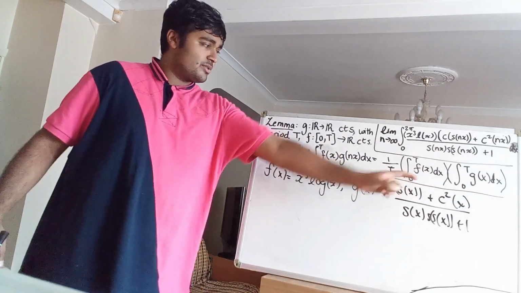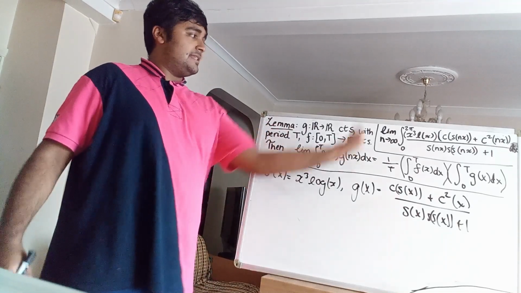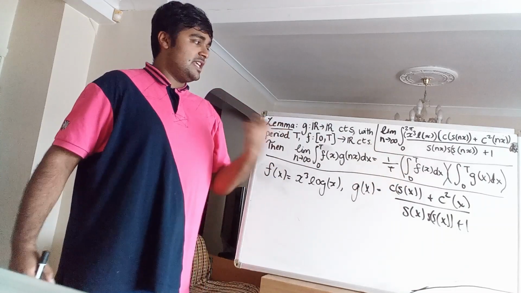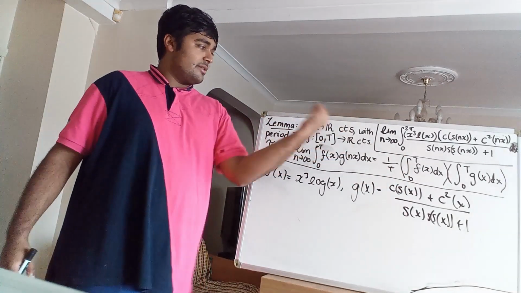Firstly, is g real to real? Yep. Is it continuous? Yep. Does it have period T? Yep. T here is just going to be 2 pi, so cool. G is fine. Now, is f from 0 to T real and continuous?